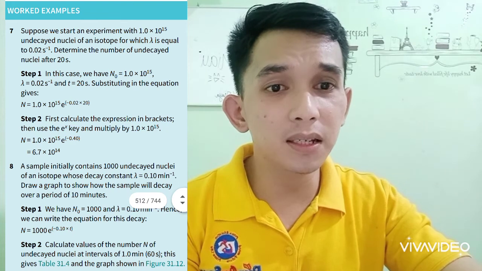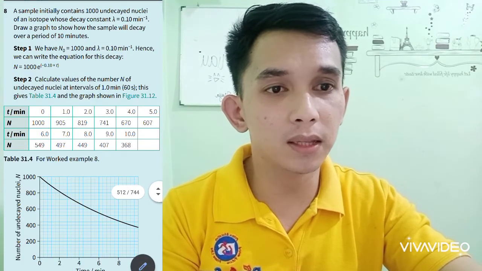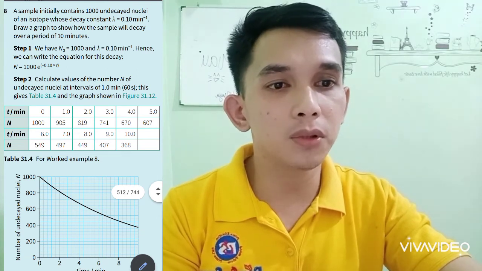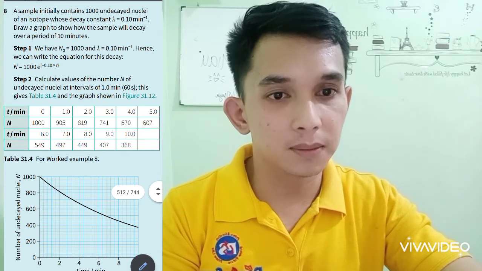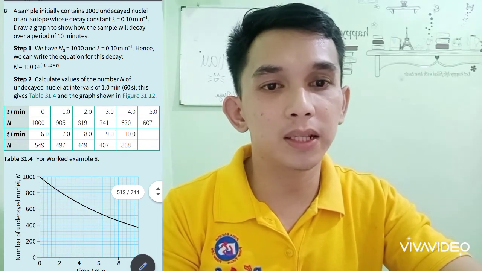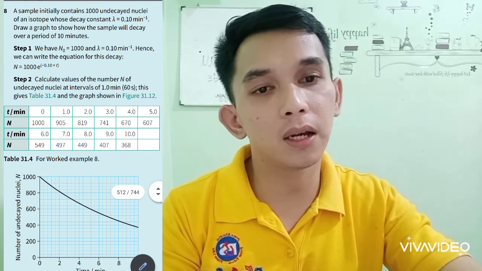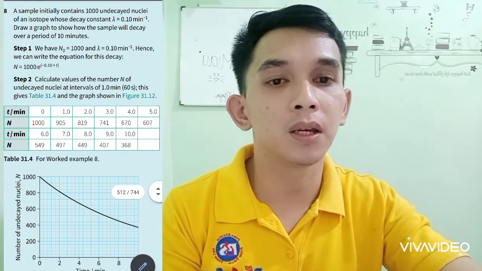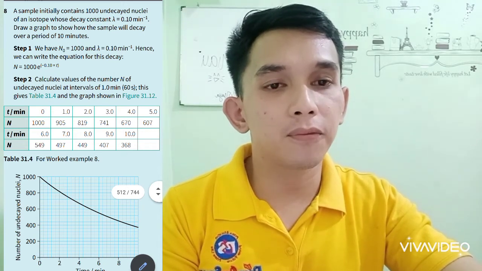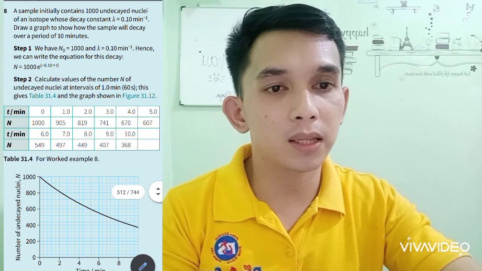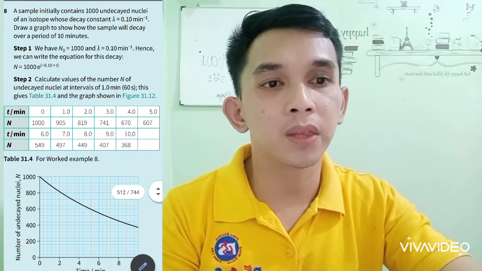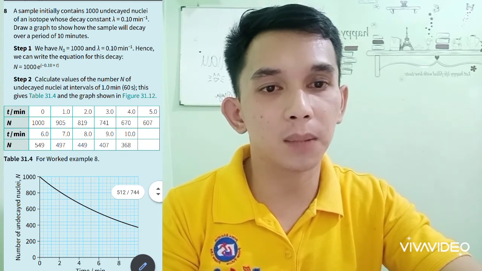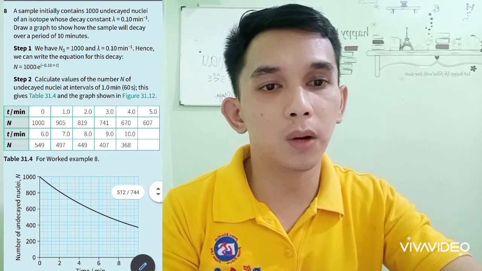Next, a sample initially contains 1000 undecayed nuclei of an isotope whose decay constant lambda is equal to 0.1 per minute. Draw a graph to show how the sample will decay over a period of 10 minutes. If the units of time are both in minutes, then you don't have to change it. We have initial undecayed nuclei 1000 and lambda 0.1 per minute. Hence, we can write the equation for this decay. N is 1000 times e to the power of negative 0.1 times t.